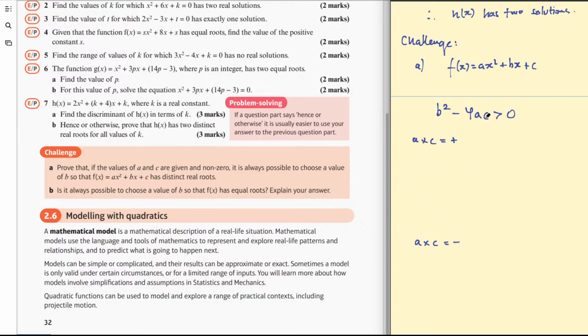If we have a multiplied by c as a positive, if we look at this inequality, we would have b squared greater than 4ac, and then b is greater than the square root of 4ac. So that would give us a value of b, because 4ac is positive, right? That was that condition.